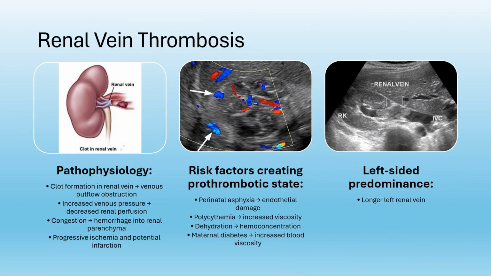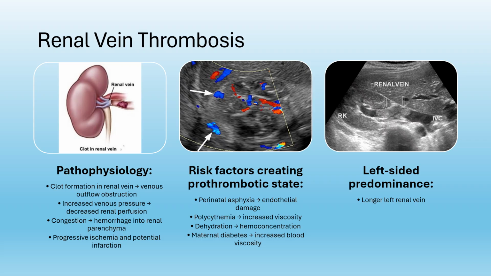Renal vein thrombosis represents a serious vascular emergency in neonates, with pathophysiology centered on venous outflow obstruction leading to progressive renal congestion, hemorrhage, and potential organ loss. The pathophysiology begins with thrombus formation within the renal vein, typically at sites of endothelial injury or blood flow stasis.